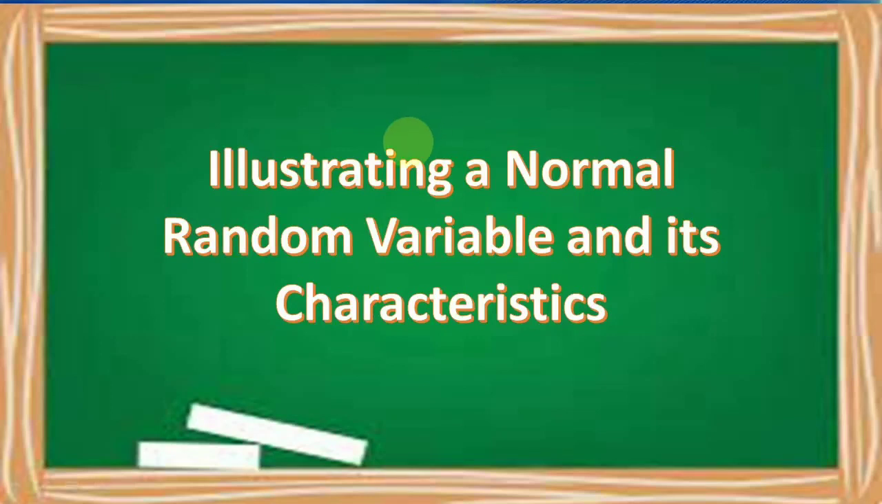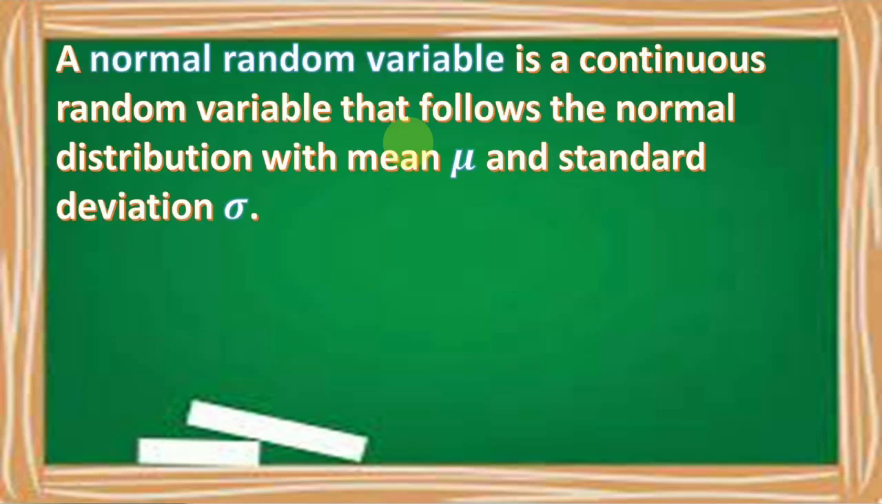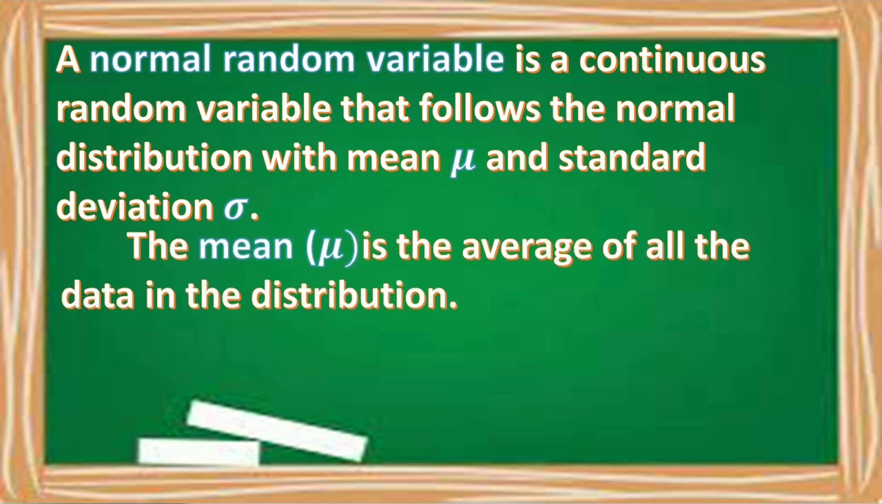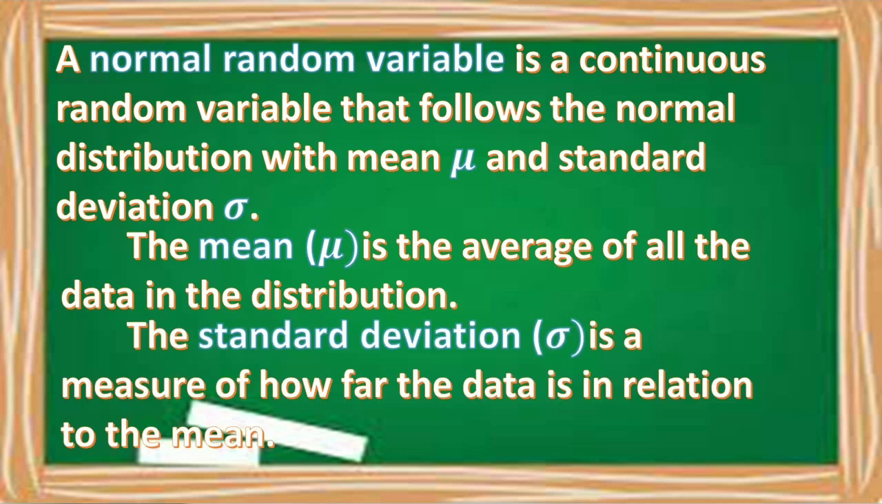We're going to discuss how to illustrate a normal random variable and its characteristics. A normal random variable is a continuous random variable that follows the normal distribution with mean and standard deviation. The symbol for mean is μ, which looks like the letter U, while the standard deviation is a lowercase sigma. The mean is the average of all the data in the distribution, while the standard deviation is a measure of how far the data is in relation to the mean.